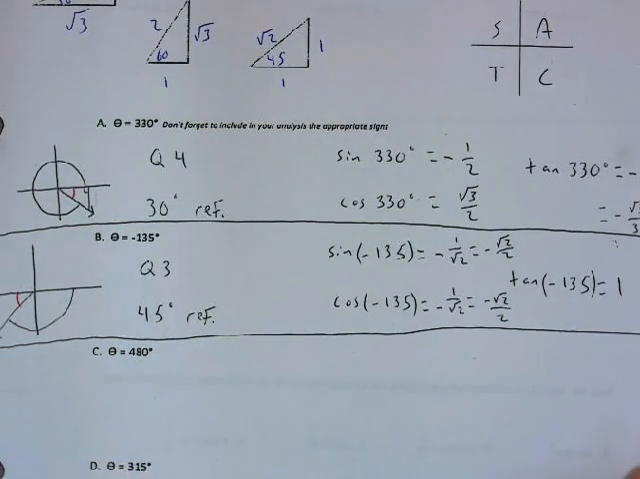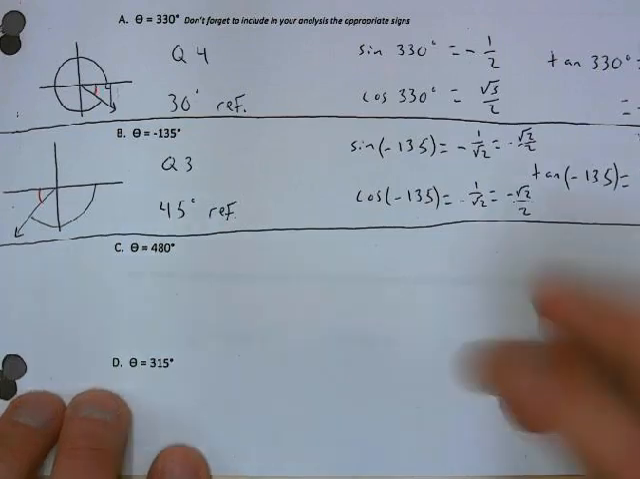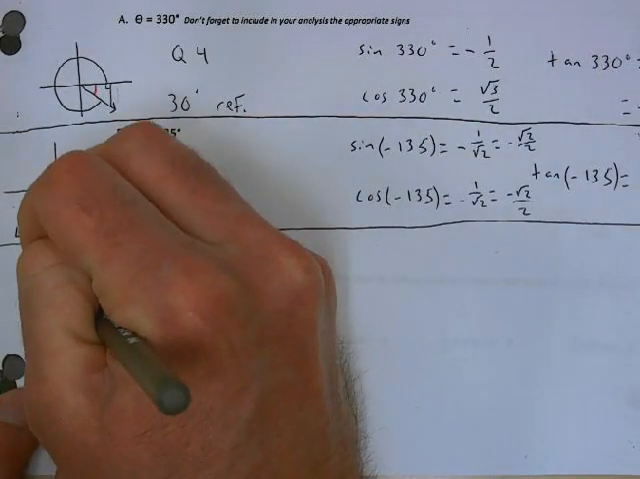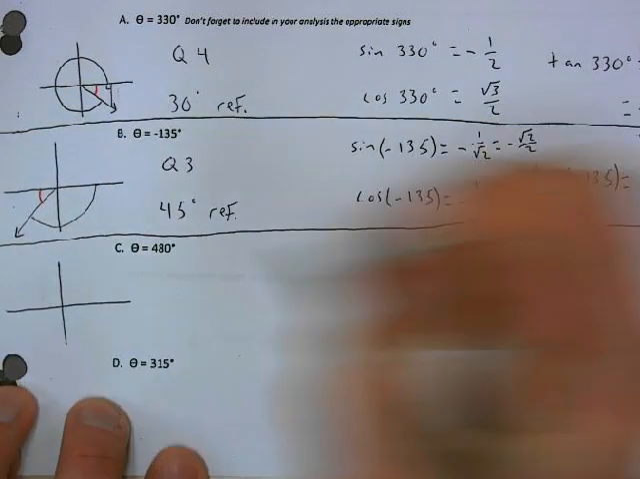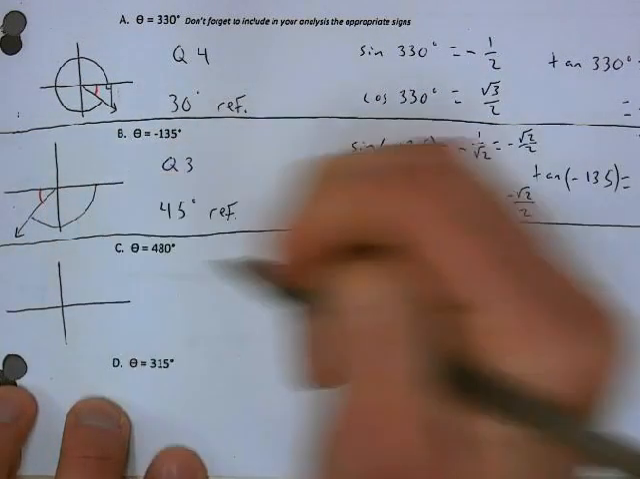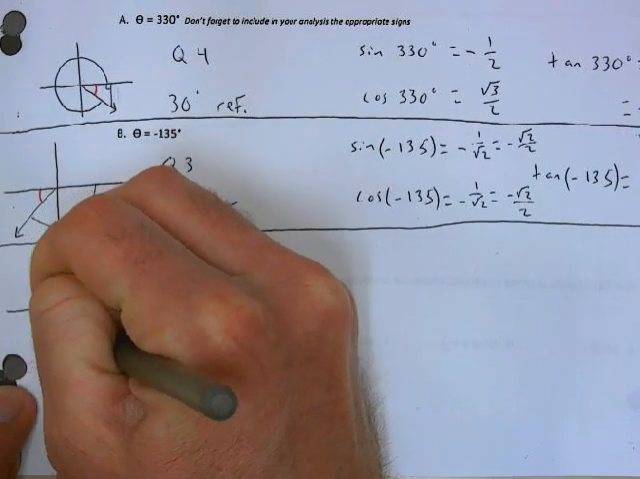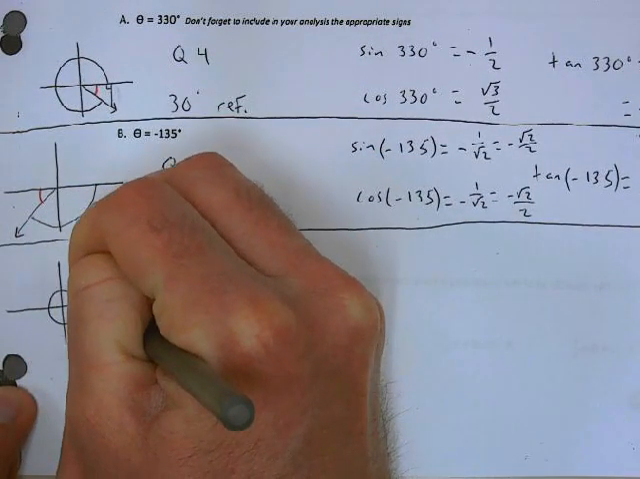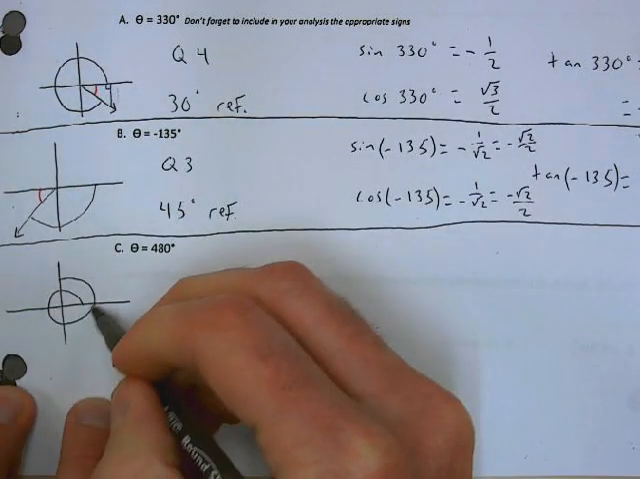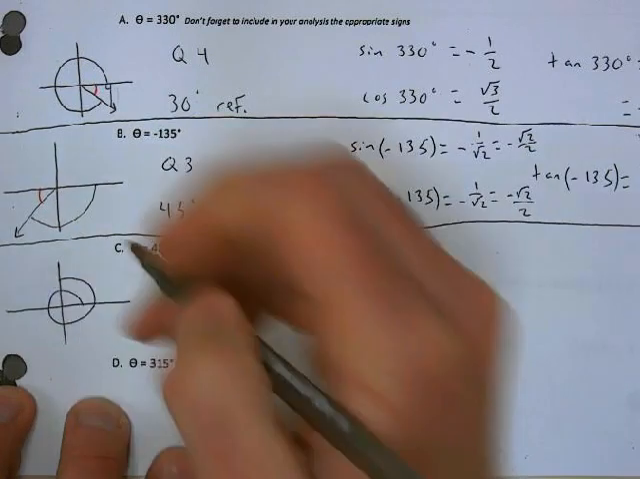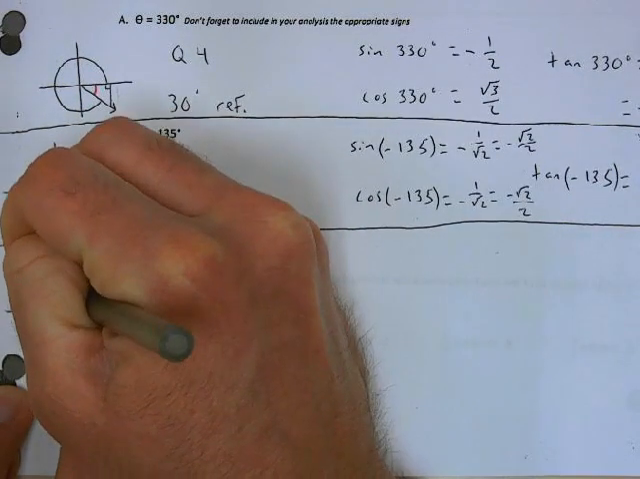All right, let's look at the next one. This time our angle is 480 degrees. First we want to draw this. It's positive, so we're rotating counterclockwise. One full rotation would be 360 degrees. I want to keep going. Another 90 degrees would be 450. And we want to go 30 degrees past that to get to 480, which would be maybe right about here.